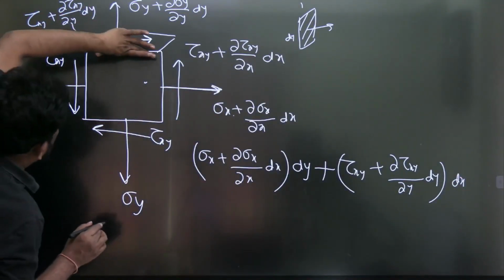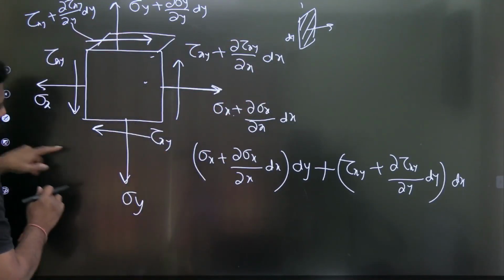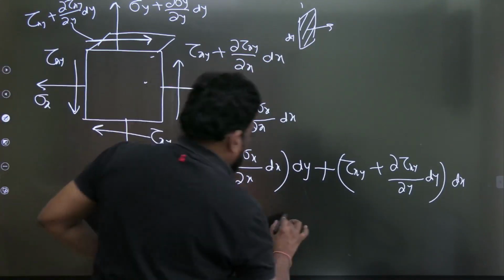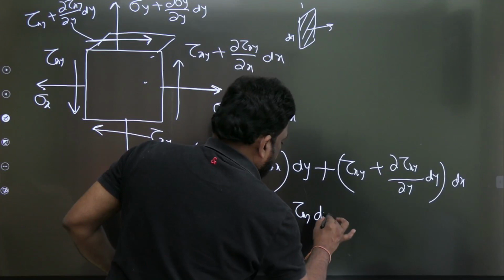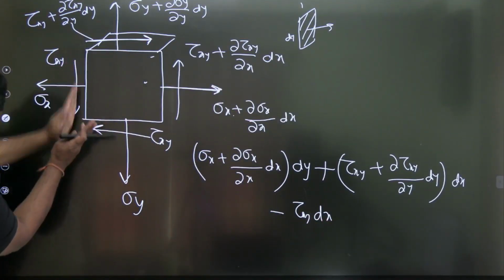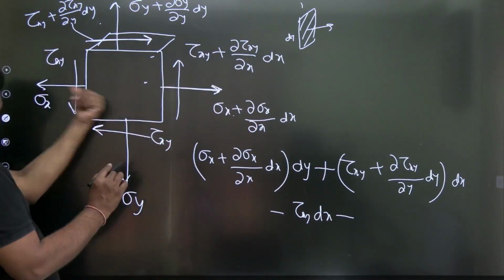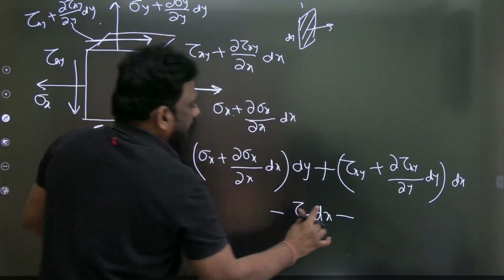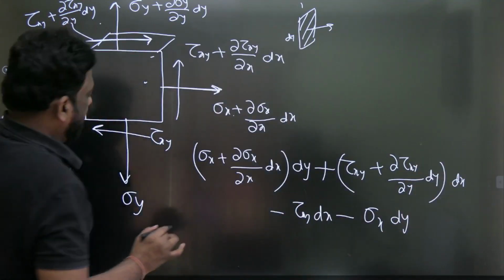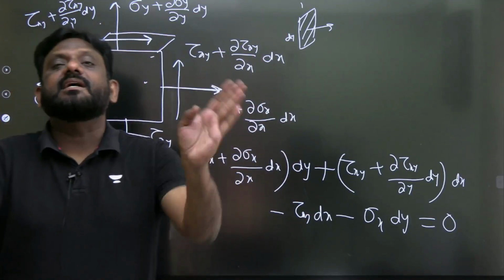Because this length is dx and the width is 1, so dx into 1. So total rightward, total leftward. And what is leftward? Minus. This tau xy is acting on dx, width is 1, so minus tau xy dx. And this is leftward, this also leftward, acting on dy into 1, so it is sigma x. Left is minus, right is plus, and that is equal to sigma x into dy into 1, and that should be equal to 0. Why 0? Because it is in equilibrium.